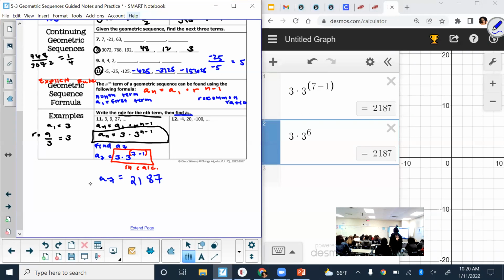All right, questions, comments? All right, we'll actually do one together on the back side so that you can see what it looks like with decay, not just growth. All right, so let's look at 13.